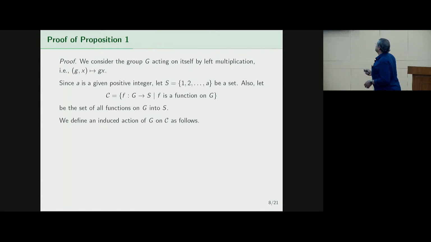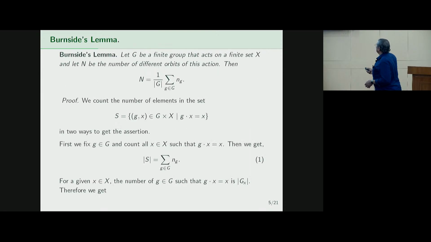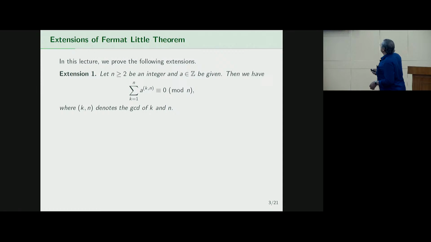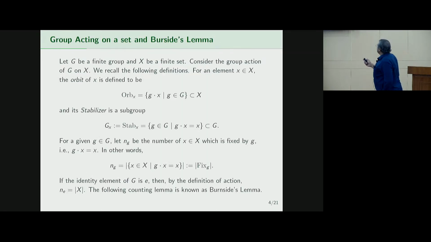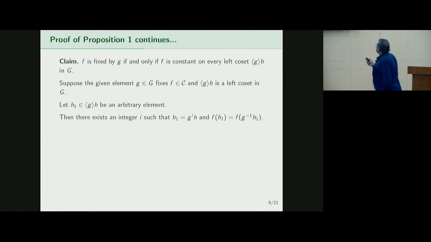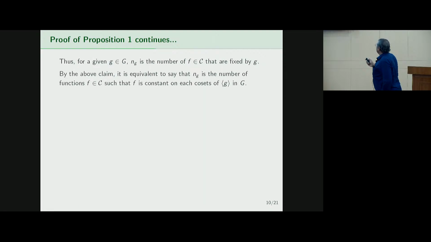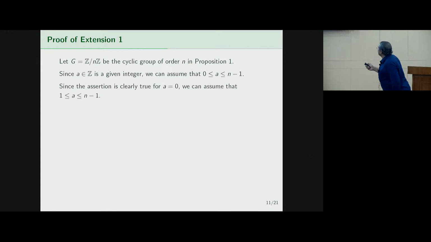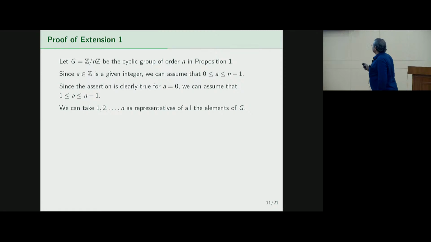I will go to that. What is the extension statement? This is what we want to prove. If A is 0, then there is nothing to prove, everything is 0. So we can assume that A is 1 to n minus 1, because we are working with modulo n, it is enough to assume 1 to n minus 1.